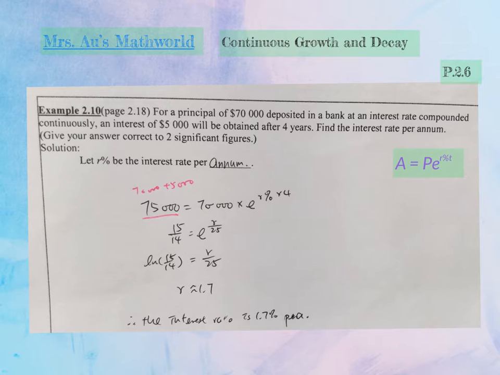So let's move on to page 2.6. For page 2.6, actually the calculations are similar, but the only difference is we are going to find the interest rate per annum. And of course, we let R% be the interest rate per annum, and then we just put it inside to do the calculation. Please bear in mind that A should be the amount. It is the amount. So don't forget to add 70,000 with 5,000 together, and then do the division.